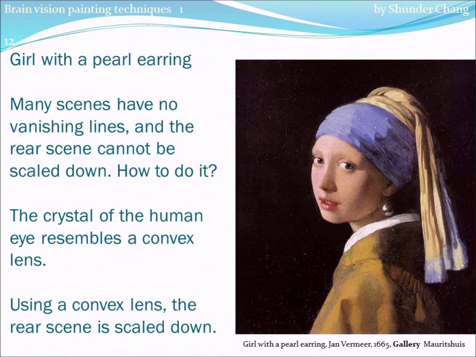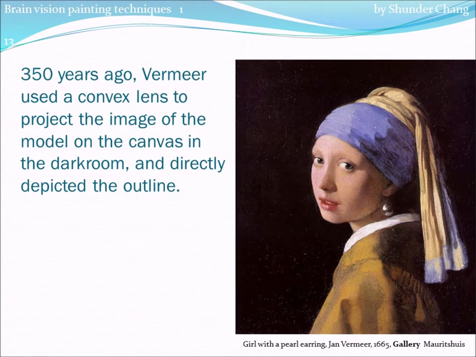Girl with a pearl earring. Many scenes have no vanishing lines, and the rear scene cannot be scaled down. How to do it? The crystal lens of the human eye resembles a convex lens. Using a convex lens, the rear scene is scaled down. 350 years ago, Vermeer used a convex lens to project the image of the model onto the canvas in a darkroom, and directly depicted the outline.